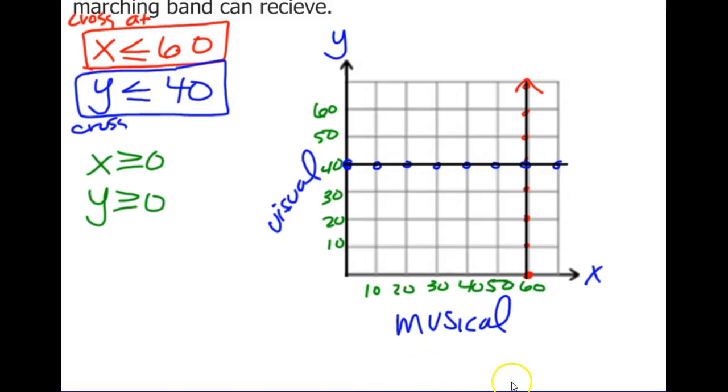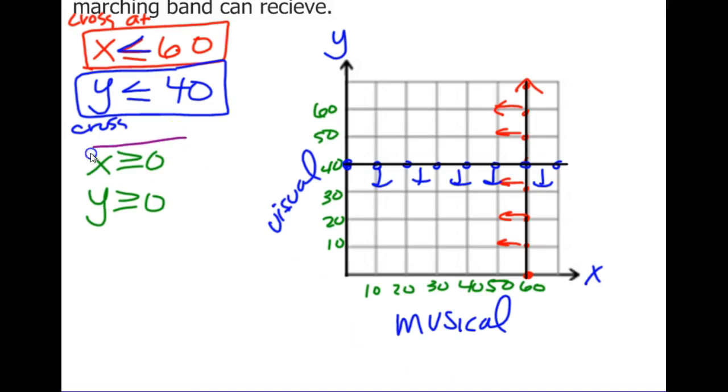One thing I forgot to do is draw my arrows. Less than 60, well, less than 60 would be 50, 40, so this direction. And then less than 40 here would be below. So you can see where the arrows are going to be pointing in this rectangular area.